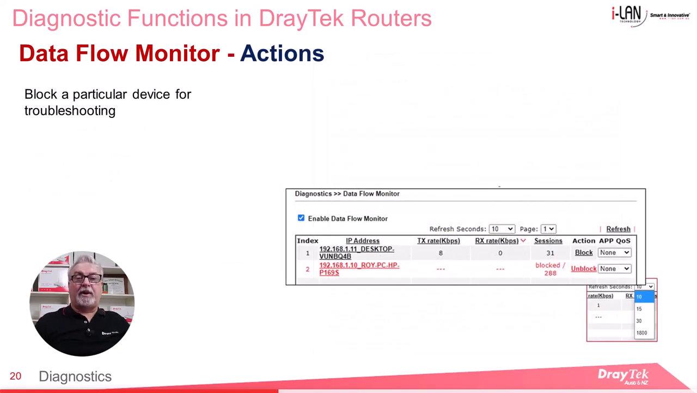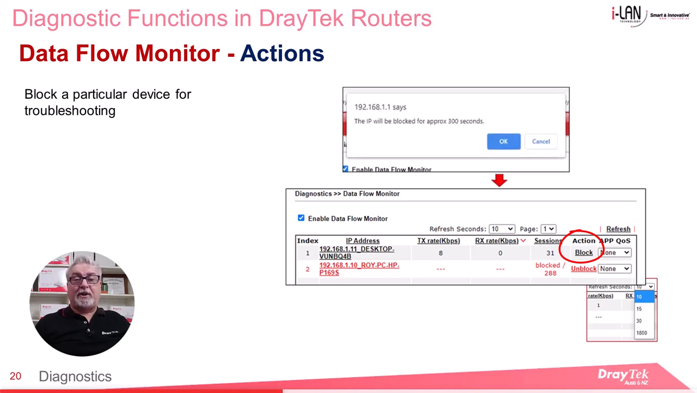Within the data flow monitor, there's an action item called block, which allows blocking a particular device for troubleshooting. Clicking on that will block the specified device for 5 minutes, but you can unblock it manually before 5 minutes if required. This can also be used to temporarily free up some bandwidth if the WAN connection becomes congested.